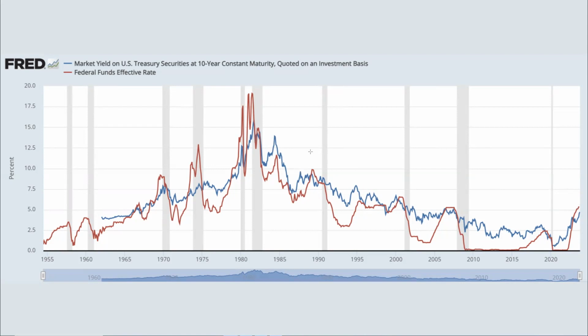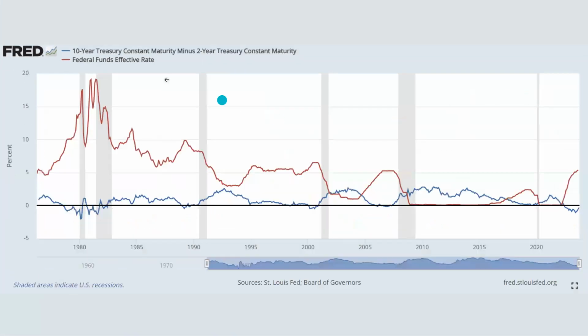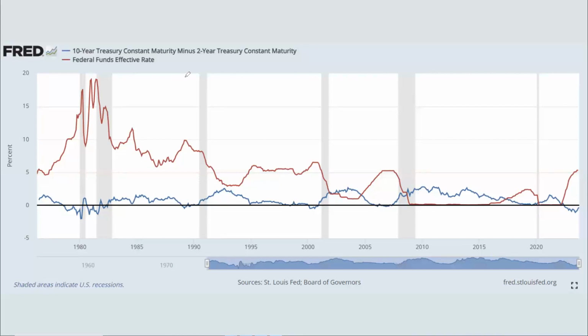Is every single time that the Fed fund rate is higher than the 10-year treasury yield. Now, this right here is another good way to tell when you're potentially going to see the Fed start to cut rates. And this is the yield curve. So we have the yield curve here in blue, the same yield curve we were looking at with the stock market, except this time we're going to be comparing it with the Fed's fund rate.